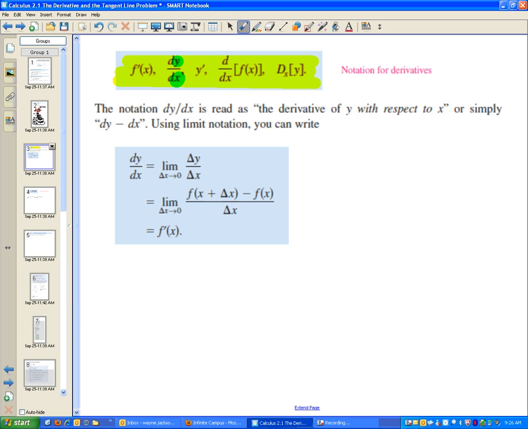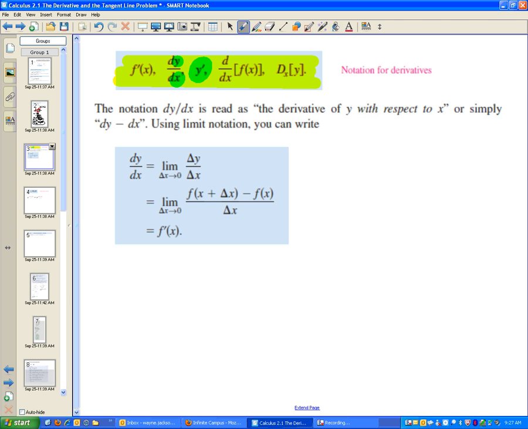Okay? So the notation should do a couple of things for you. It should give you what the function's being called, either y or f, and what the variable is. X, usually. T we'll run into sometimes. Okay? Now this next one, y prime, doesn't tell you what the variable is. It tells you the function's being called y, but it doesn't tell you what the variable is.